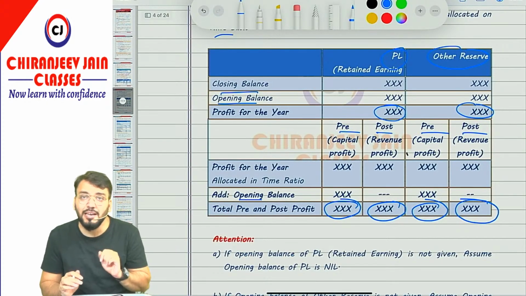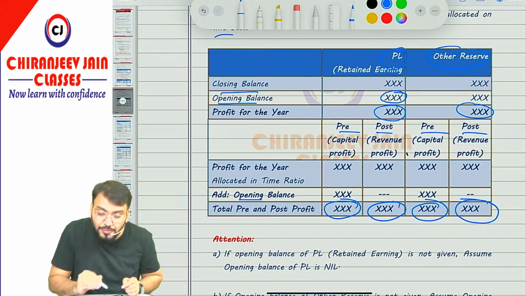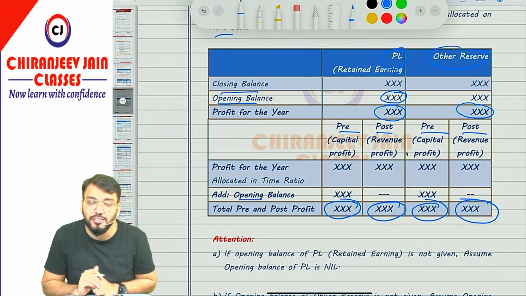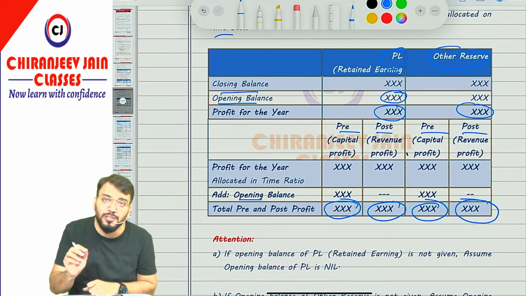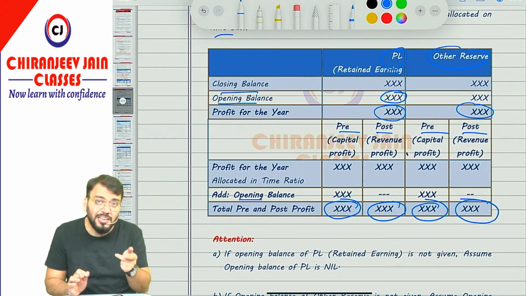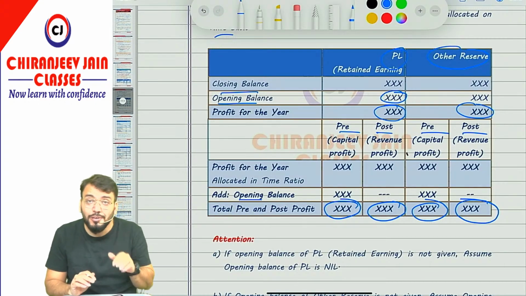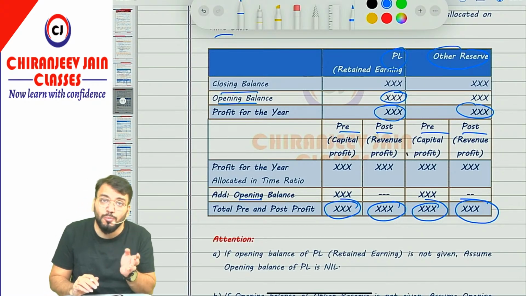Now, there is one assumption. If the opening balance of PL is not given, we will always assume that the opening balance of PL or retained earning is nil. The opening balance of PL and retained earning are the same, correct? Profit and loss appropriation account and retained earning are the same. So when the opening balance of PL or retained earning is not given, we always need to assume the opening balance is nil.